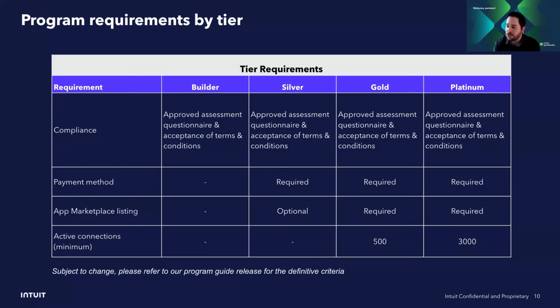Now, starting at Gold, we also have additional requirements, which are primarily around active connections. So we are going to require a minimum level of connection in both the Gold and Platinum tiers here. We have a full breakdown of what an active connection means in our detailed blog article. We also may have additional criteria. I would say just be on the lookout for our program guide that we'll be releasing in the next couple of weeks. We will have the definitive criteria with all the definitions clearly spelled out in there.